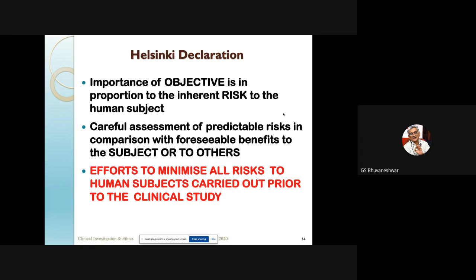You have to carry out a careful assessment of the predictable risks in comparison with foreseeable benefits to the subjects. The risk can be to the users, the clinicians, or to others. So you have to ensure that the risks are predictable and the benefits are known, or the risks have been minimized and the benefits are acceptable. Or the risk-benefit ratio is acceptable, actually, that's the correct term. Then you have also made all efforts to minimize or control all the risks and keep them to the minimum so that the human subjects are not exposed to undue or unwanted risks.